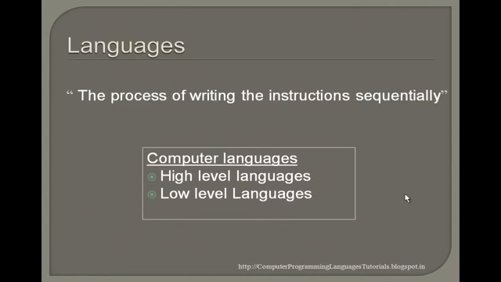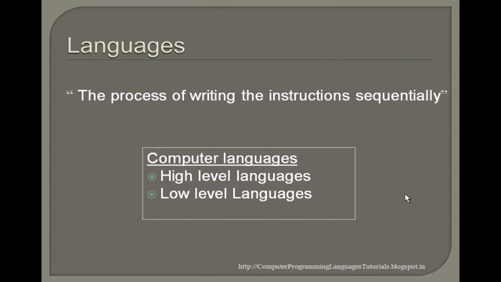What is meant by language? I talk to you, and you understand it. Why? Because you know the English language. If two persons want to communicate, then they must know the language of each other.